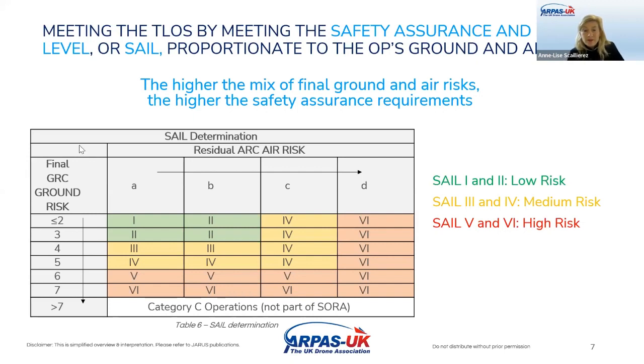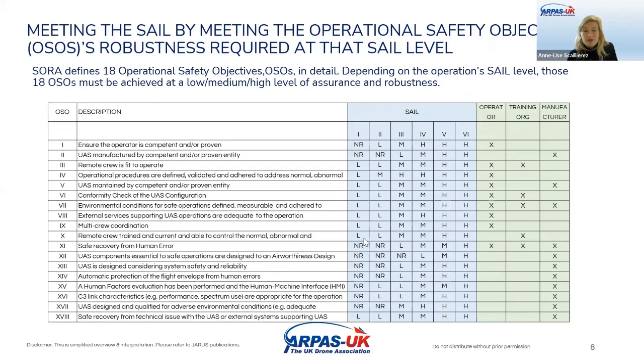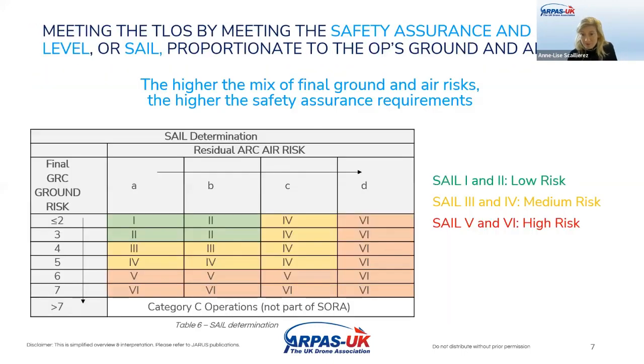So SAIL is split into 6 levels, 1, 2, 3, 4, 5, 6, as you can see. 1 and 2 is the low end part of the specific category. 3 and 4, when the final ground risk is up to 5 and the air risk is up to C, is considered medium risk. Then you have of course 5 and 6 high risk, and beyond a ground risk of 7, it is considered that you operate outside of the specific category. You now belong to the certified category.